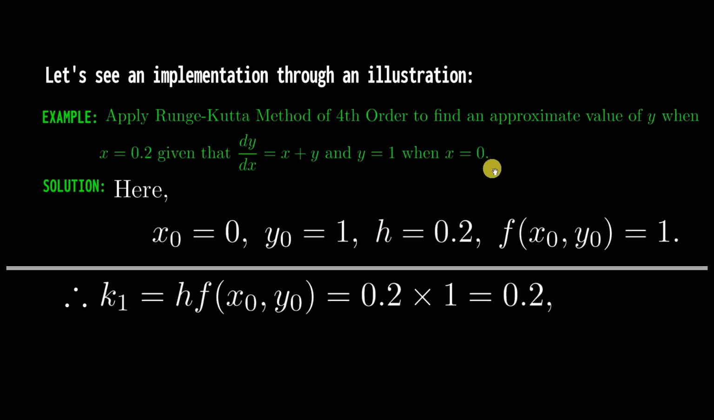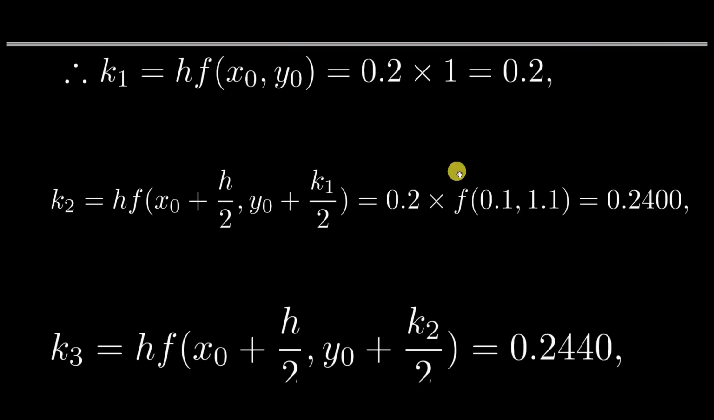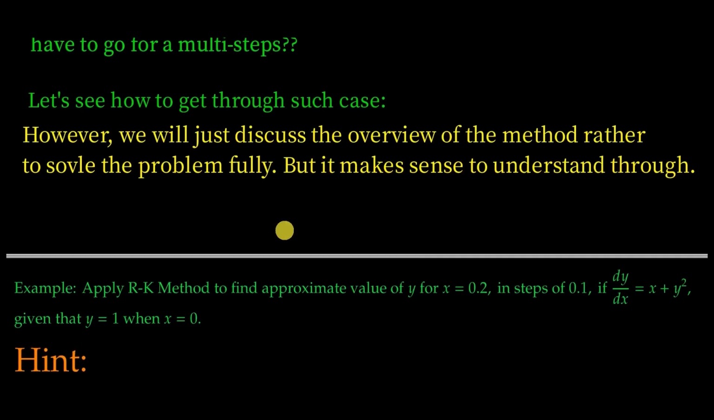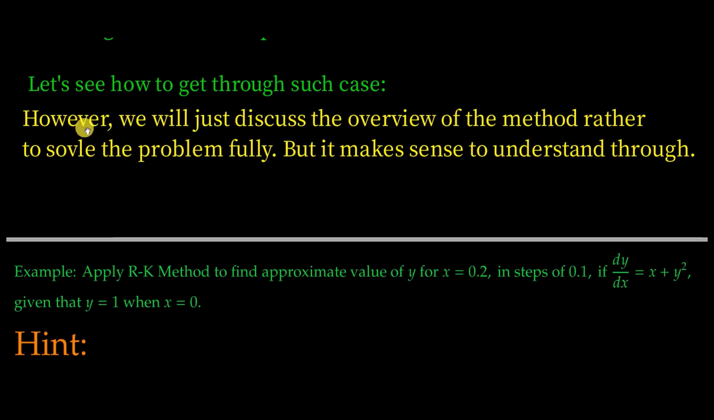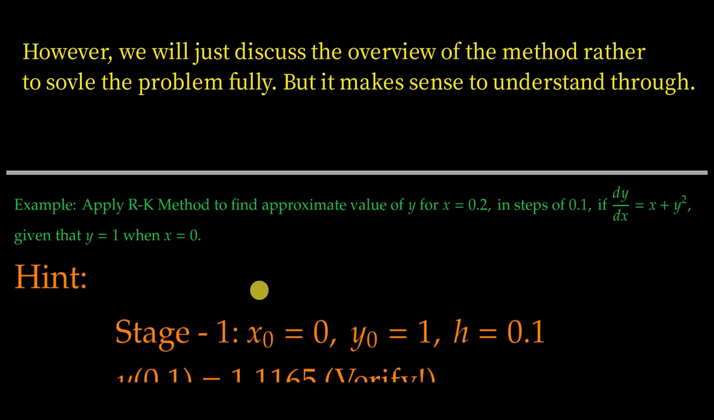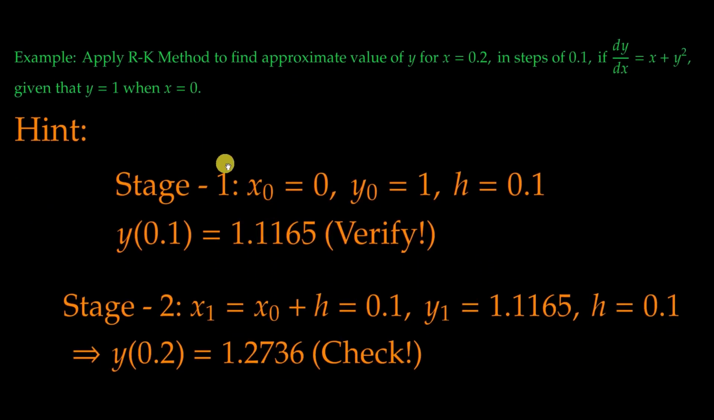But what if in the question you are asked to go with smaller jumps, like you need to go from 0 to 0.1 and then 0.1 to 0.2? That is the thing I am going to mention here, what if you want to go with multi-steps. Let's see how to get through such a case. However, we will just discuss the overview of the method rather than solve the problem fully, but it makes sense to understand it thoroughly. So if you are given such a problem where you have to apply the RK method to find the approximate value of y for x equal to 0.2 in steps of 0.1, just notice this thing.